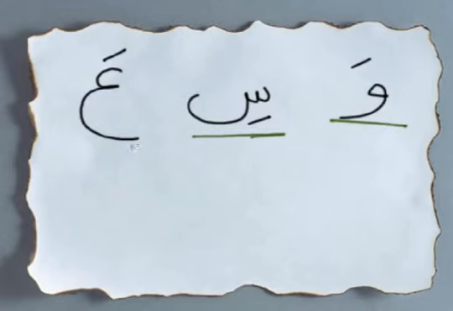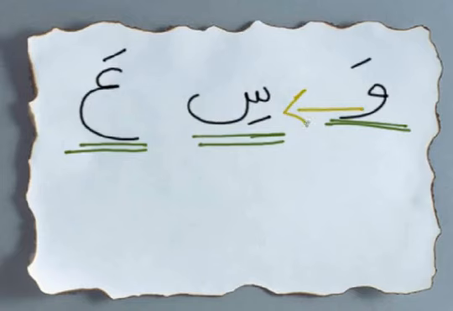And we are going to use the word wasi'a. Wasi'a. All right? Harful wow with a fatha. Very good. And we'll go over the sin. Harful sin gets a kasra. And the ain gets a fatha. So we've got wa si a. Wasi'a. Say it with me. Wasi'a. Which basically means to hold or contain something.